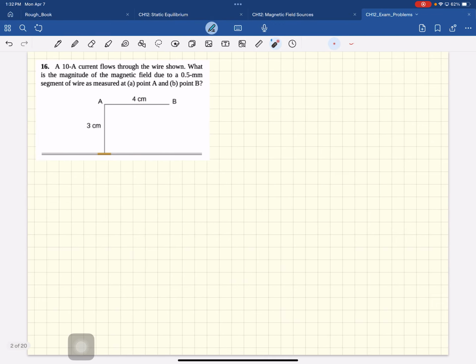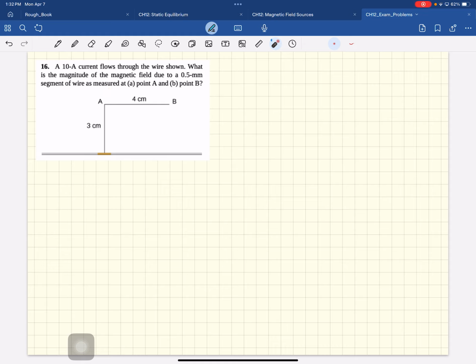All right, so I'll just do a few problems from this chapter. A 10 amp current flows through the wire shown. What is the magnitude of the magnetic field due to a 0.5 millimeter segment of the wire as measured at point A and point B?